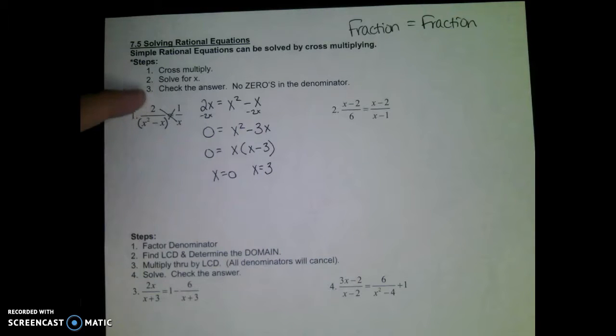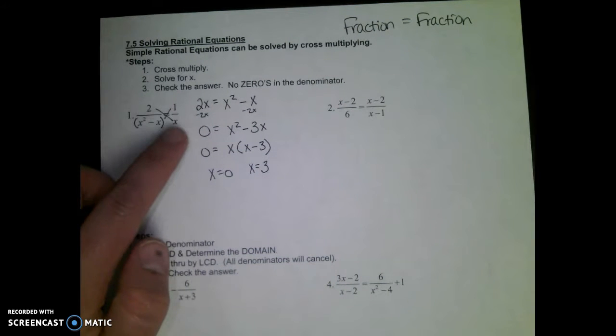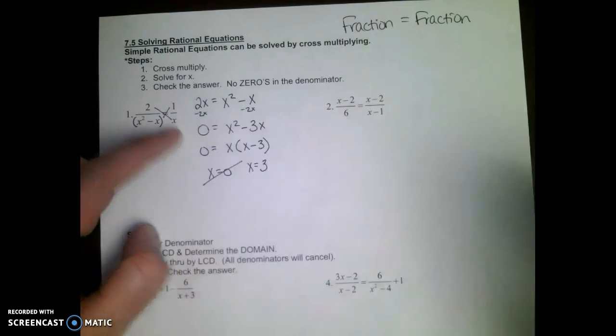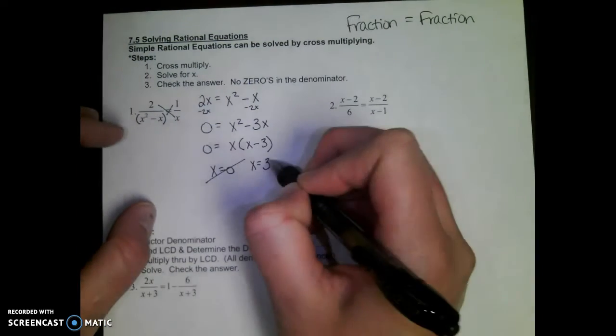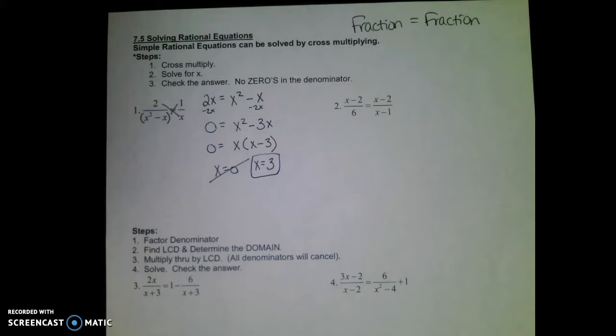The last step is check the answer. The key is you cannot have zeros in any of your denominators. Would either of these solutions make a 0 in the denominator? 1 divided by x, if I plugged 0 in there, that would definitely be 0. So that's an extraneous solution, and x equals 3 is our only actual solution.